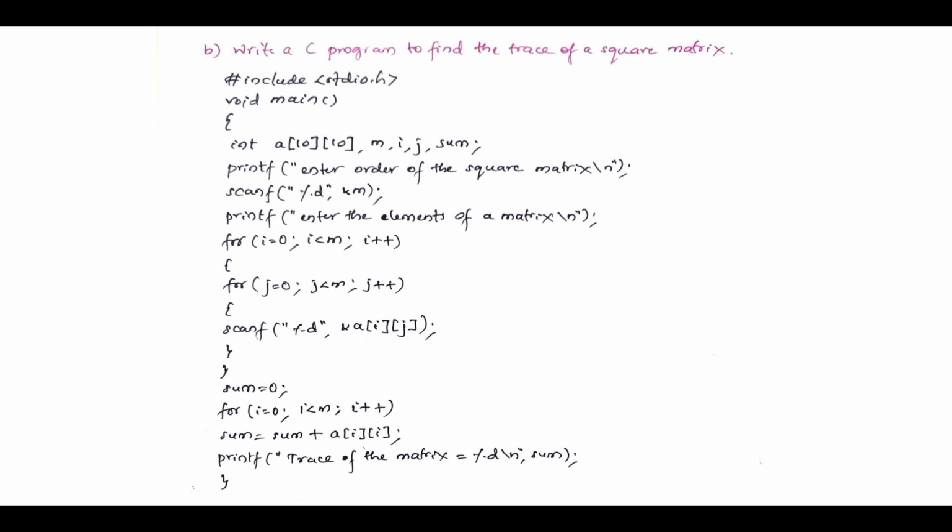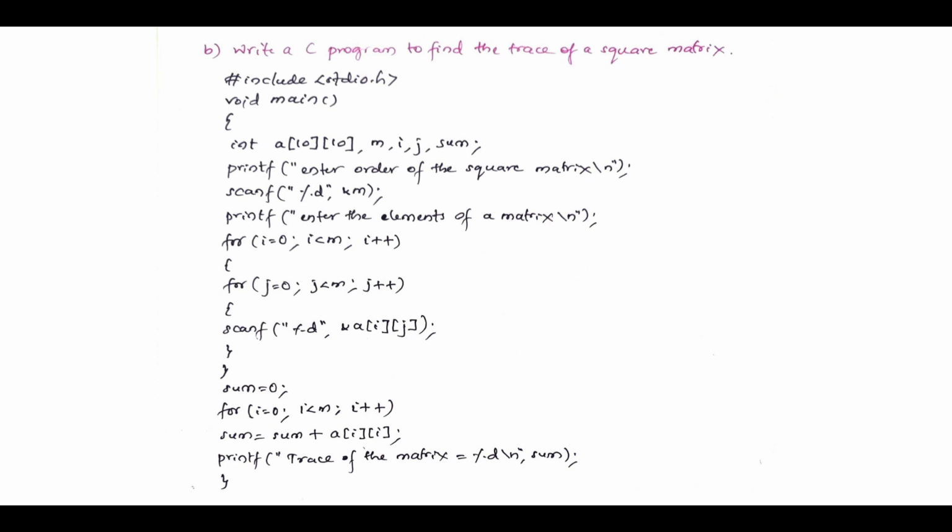For that, we have taken an array called a, and i and j variables to loop through rows and columns, and sum is the variable which stores the sum of the diagonal items. Enter the order of the square matrix. We have entered the order of the square matrix as m. M equal to 2 means 2 rows and 2 columns. M equal to 3 means 3 rows and 3 columns. Based on that, you are going to enter the items in the array.